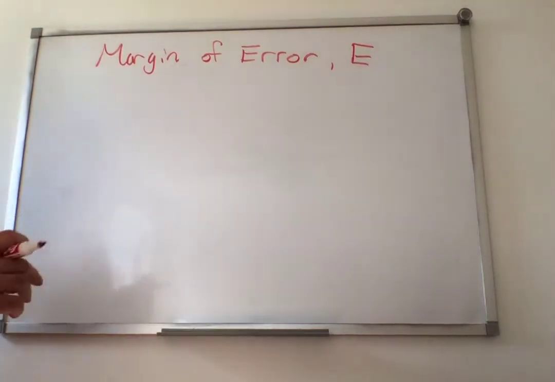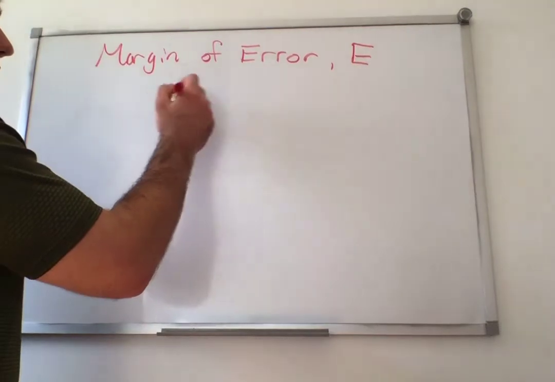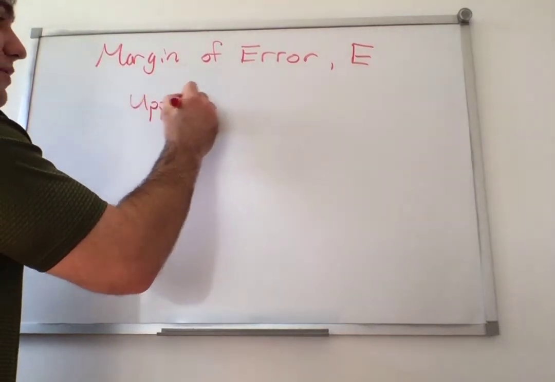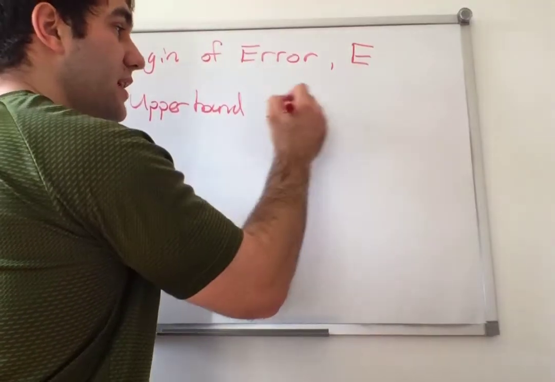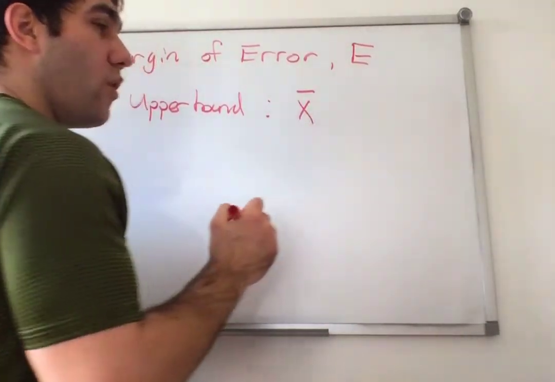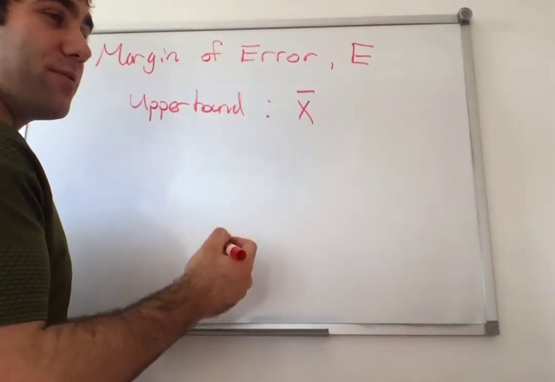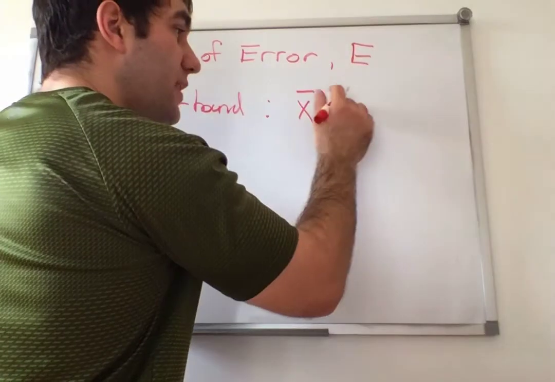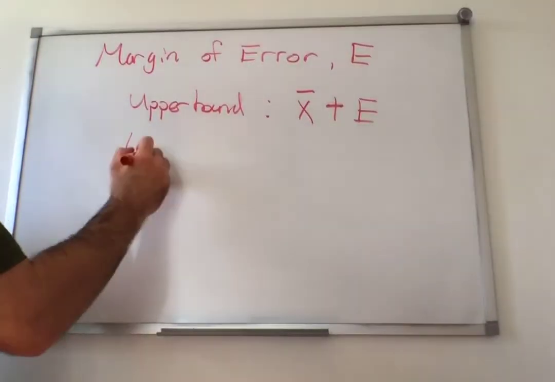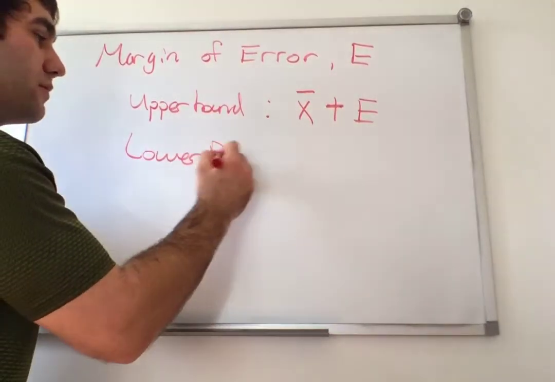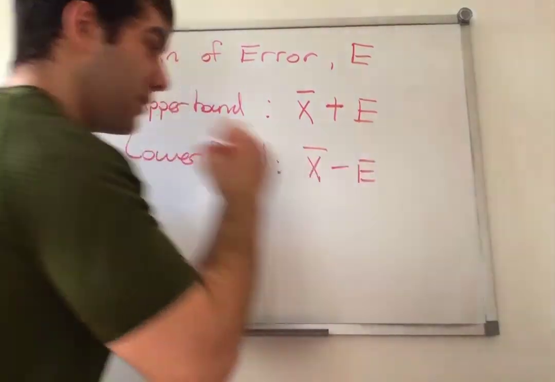And then what you're going to do is, if we're talking about a point estimate for the mean, here's going to be your upper bound. Your upper bound is going to be x bar, or when we get to 8.4, it's going to be p hat, the point estimate for a proportion. So in this case, the upper bound is x bar plus your error, and your lower bound is x bar minus your error.